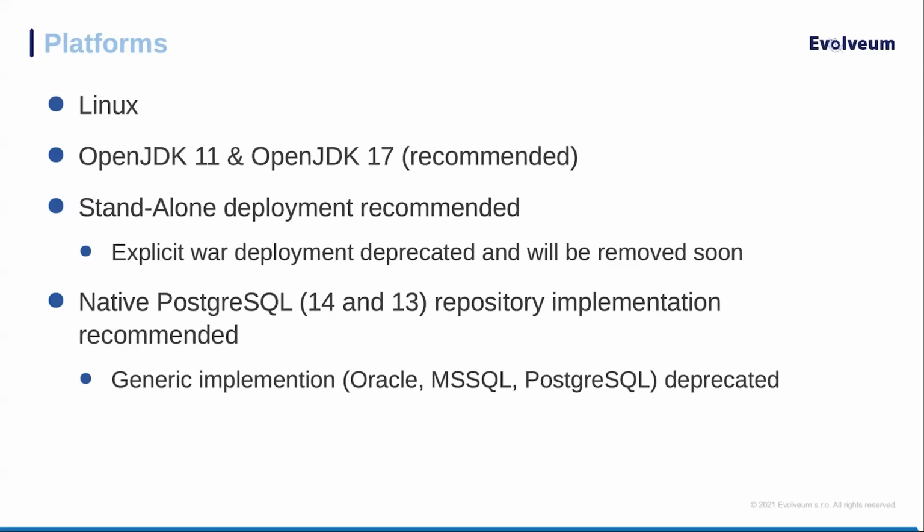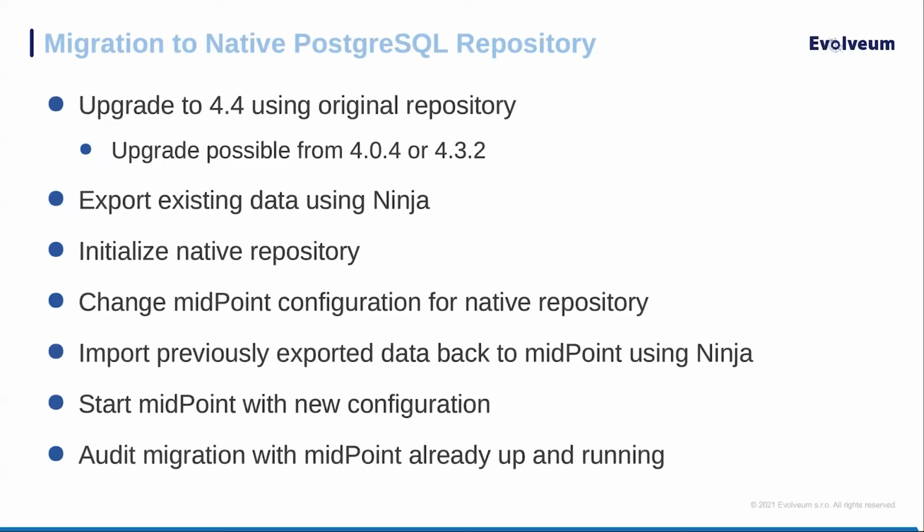A migration guide was prepared as a part of the Tesla release. The steps are as follows. Upgrade to 4.4 using the original repository. The standard upgrade process applies. It is possible to upgrade to 4.4 from the latest LTS update release 4.0.4 and the latest feature update release 4.3.2. Then, export existing data using Ninja. Initialize the native repository and change the MidPoint configuration to use the native repository. Import the previously exported data back into MidPoint using Ninja. Start MidPoint with the new configuration and continue with all the migration with MidPoint up and running.